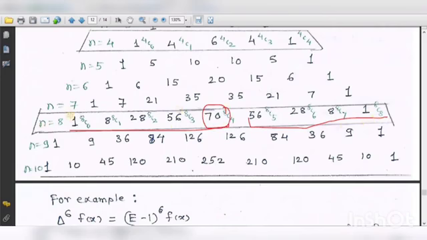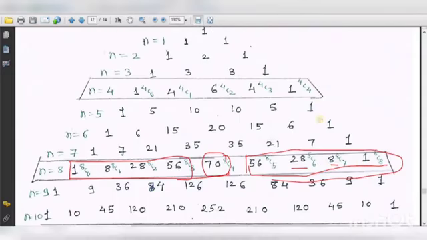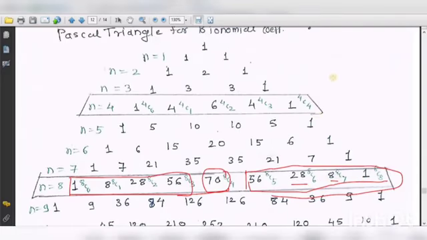And if you observe this first half, this is 1, 8, 28, 56. In the reverse order these values are 56, 28, 8, and last 1. Why is this so? Because we have the formula. Which formula? If you remember, I had given in that lecture that nCr is equal to what?